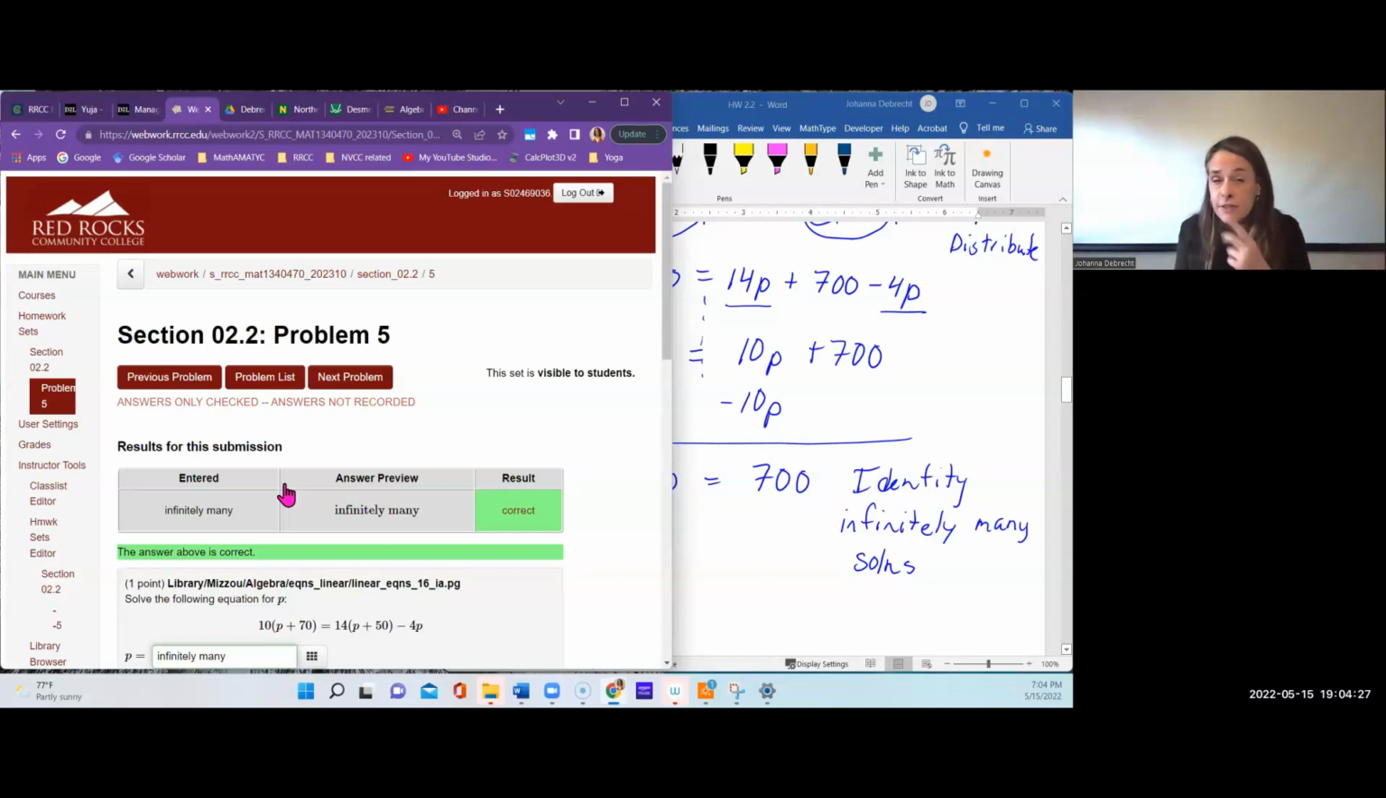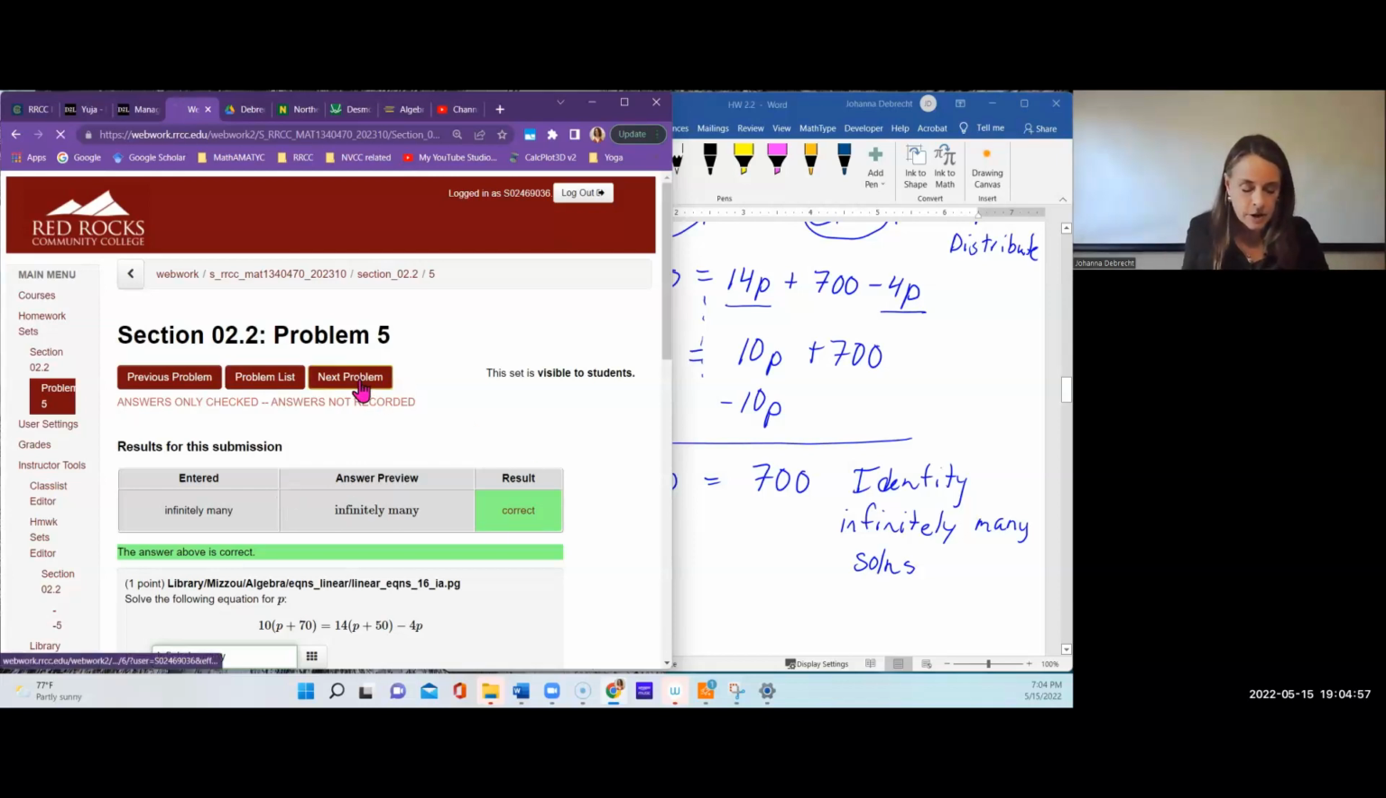What if you get something that's false? In other words, all your variable terms disappeared, but you got 5 equals 7 or 42 equals 8. Those are false. That is not going to give you a true statement. So we call that an inconsistent equation. Inconsistent means there's no solution. Nothing you choose for x is going to make that true.